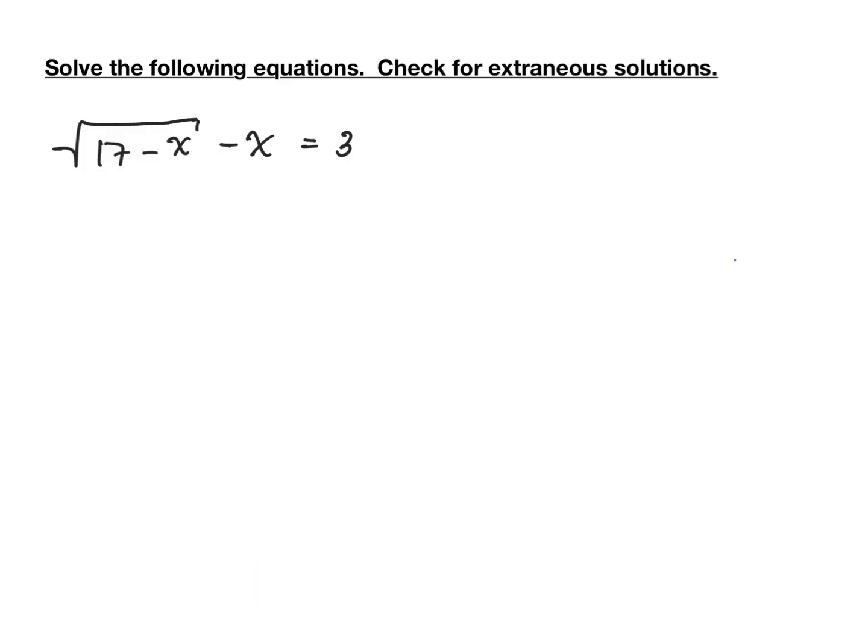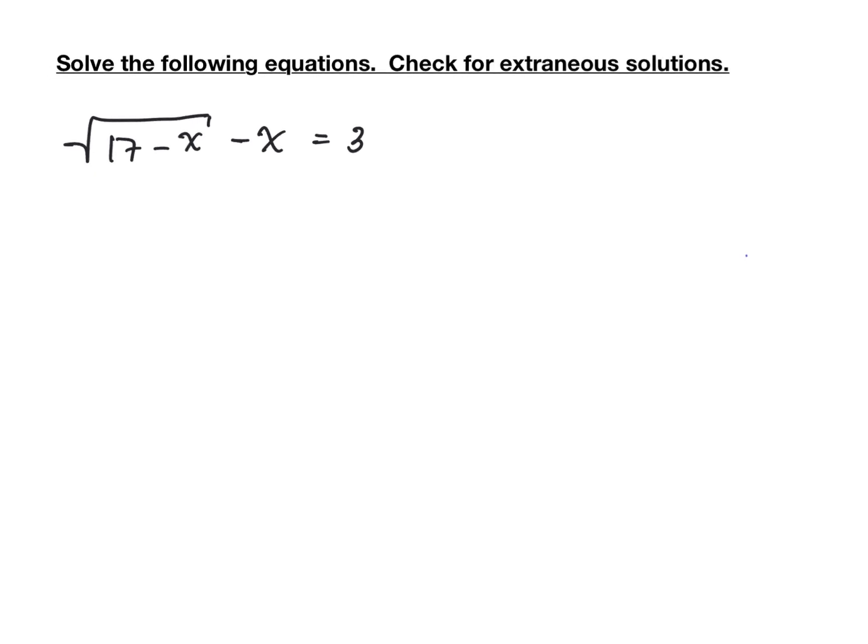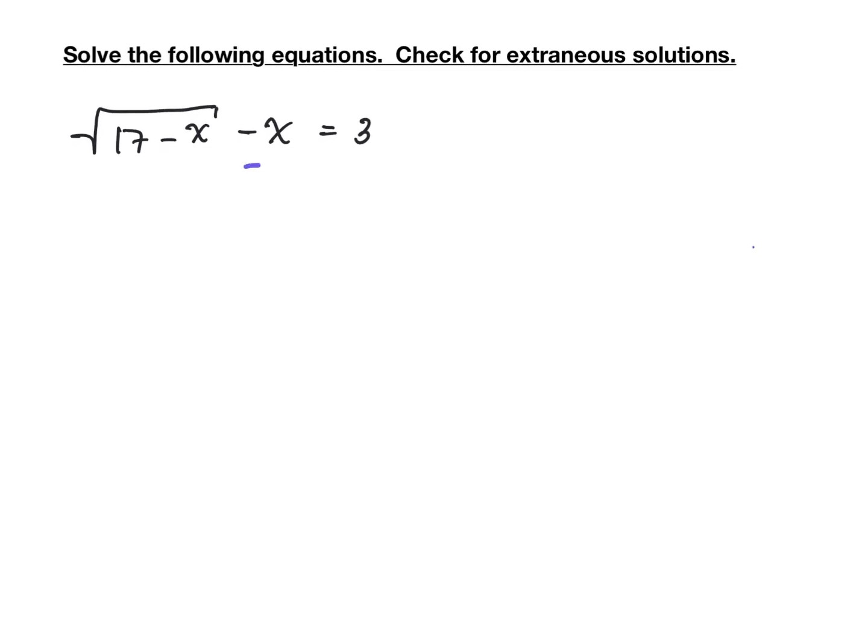Solve the following equations. Check for extraneous solution. The very first thing we're going to do here is to add x on both sides.